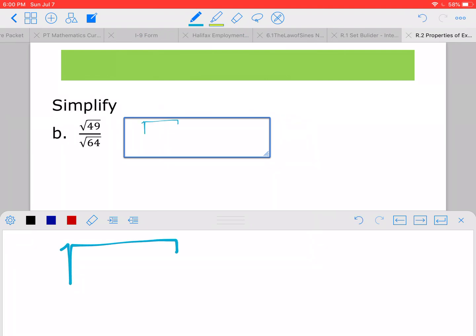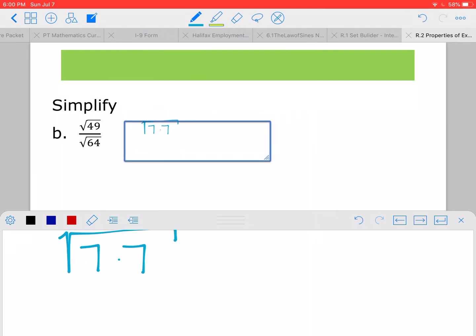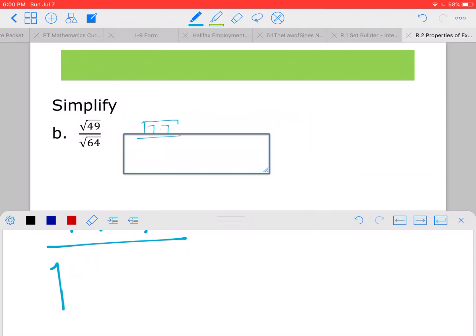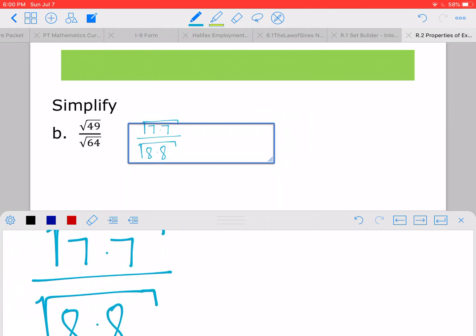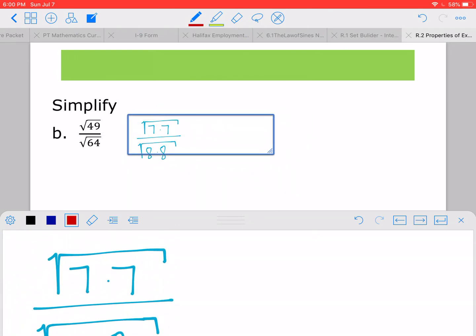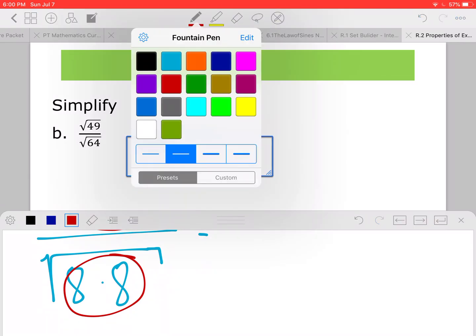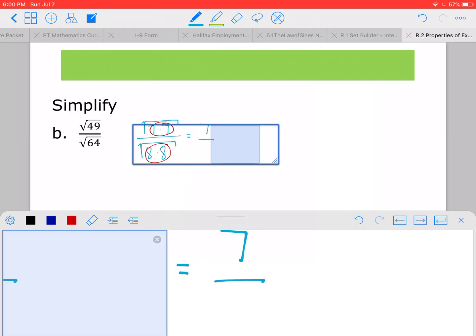I'm going to go ahead and, you don't have to write it out like this in the future, but just for consistency's sake, I'm going to do it now. And the square root of 64 is 8, so that's 8 times 8. Since it's a square root, we're looking for pairs of 2. So that brings out a 7. And square root on the bottom, so we're looking for pairs of 2. That brings out an 8. So the square root of 49 over the square root of 64 is just 7 over 8.